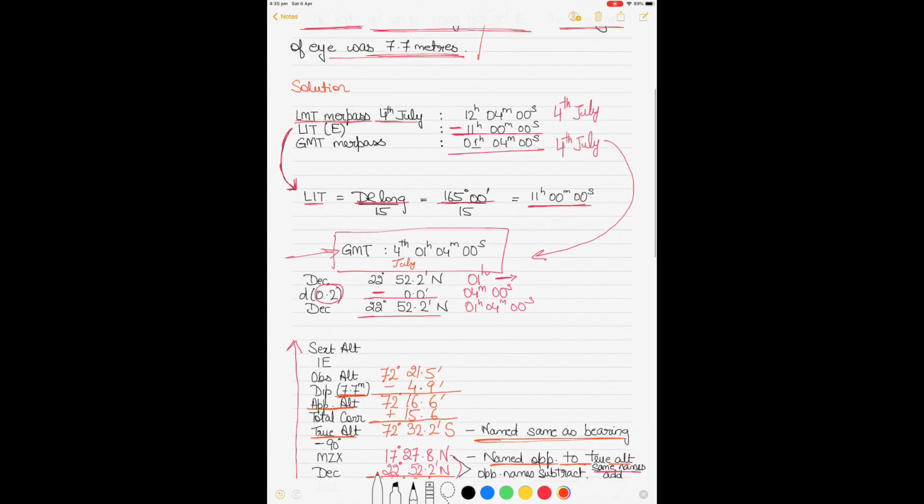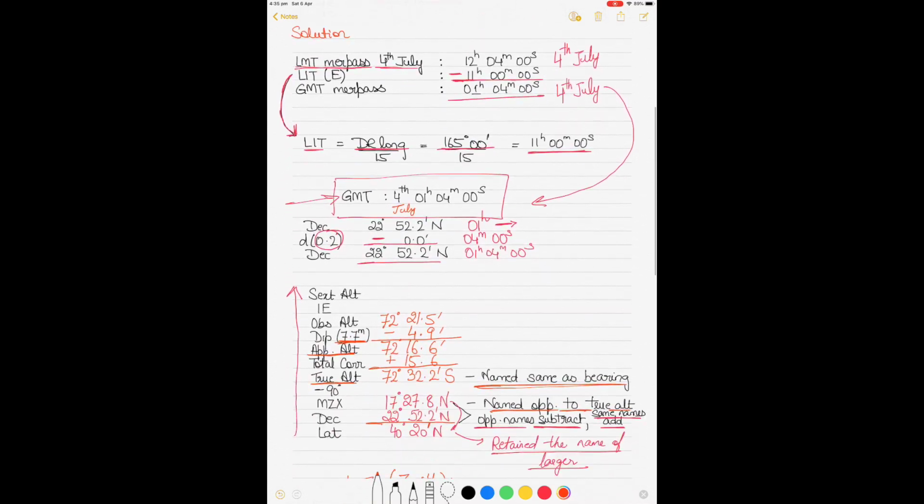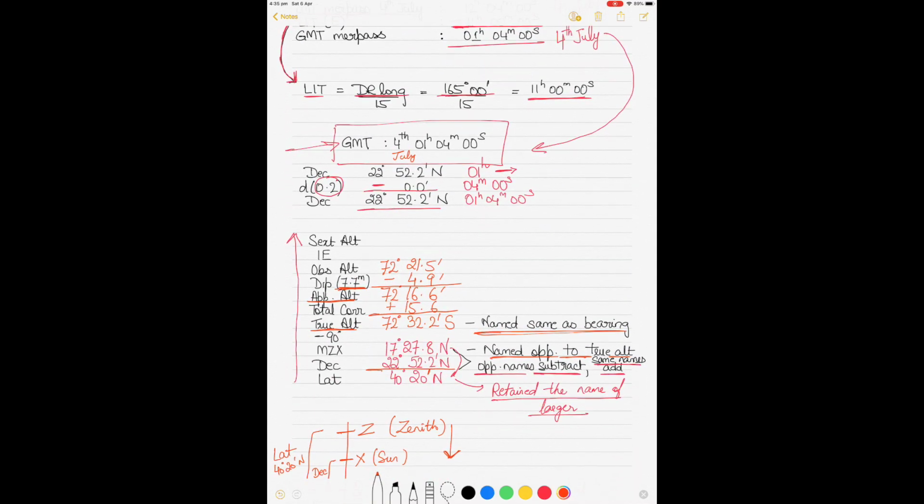Alright, and now the final correction, index error given to us is 1 minute index error off the arc, right? So just apply 1 minute index error off the arc. Whenever it's off the arc, we always add our index error. If it's on the arc, we subtract our index error. Because this says a plus sign, you will be doing the opposite. You will subtract 1 minute. So what will you get? You get 72 degrees 20.5 minutes.